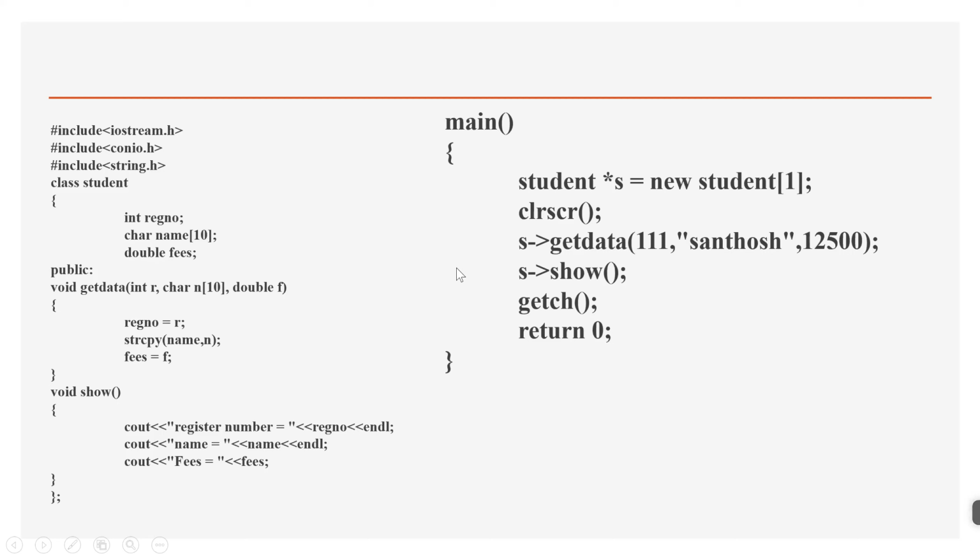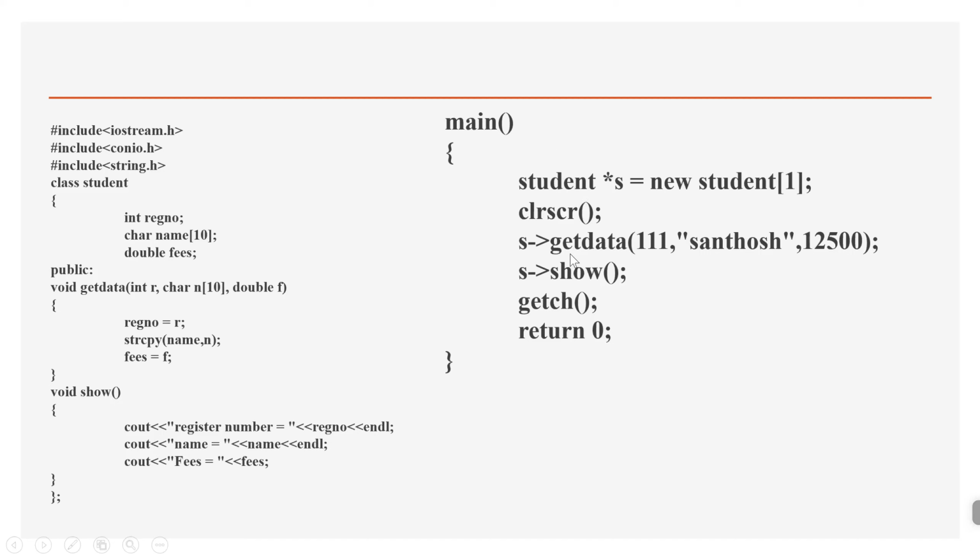Here my objective is simply to show that yes is actually a pointer pointing to an object wherein I can read the data and show the data. So I am using a function called show to display the values of register number, name and fees. From where did I get these values? Let us see the main program.